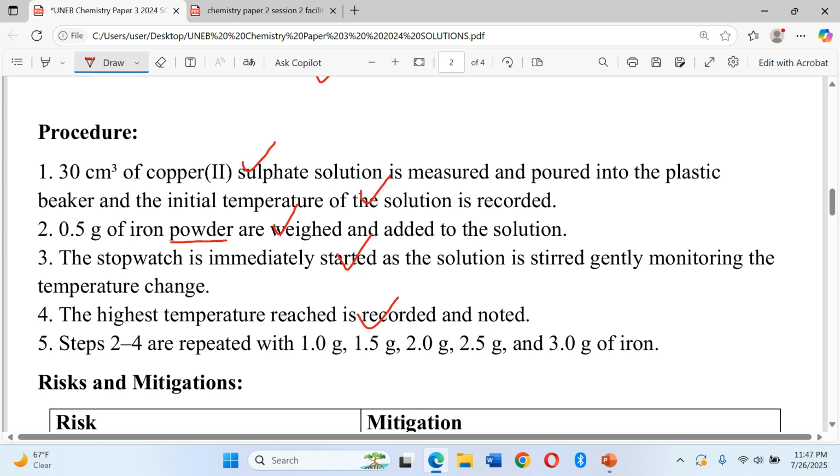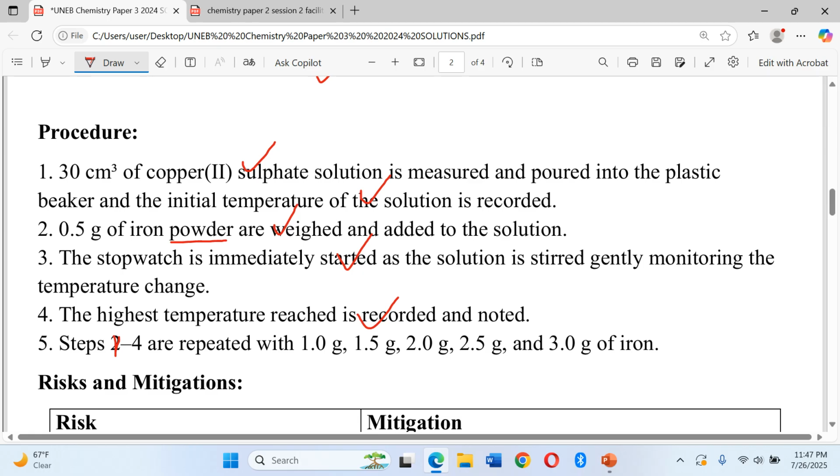But you recall keeping this volume of copper 2 sulfate constant, which means we can even say steps 1 to 4, because we are repeating even step 1 but keeping this volume constant. So the volume we have used for 0.5 grams, 30, should remain 30 on 1 gram, should remain 30 for 2 grams, for 30 on 3 grams. So it will be constant.